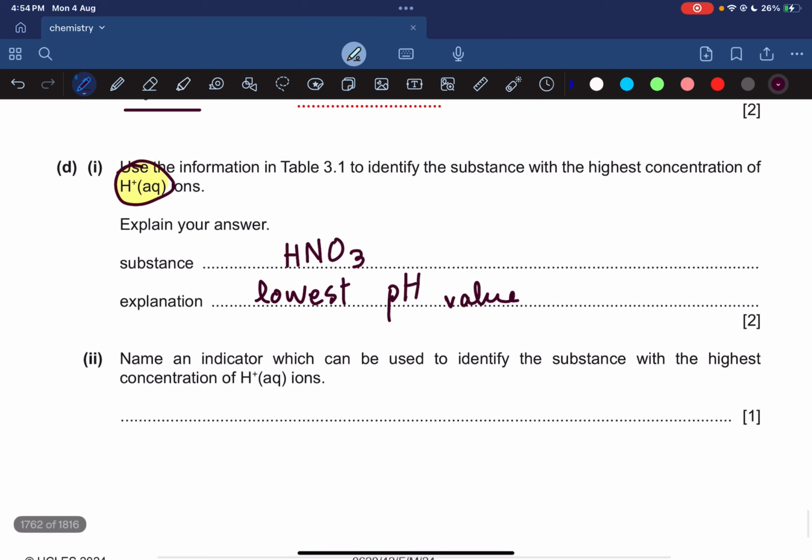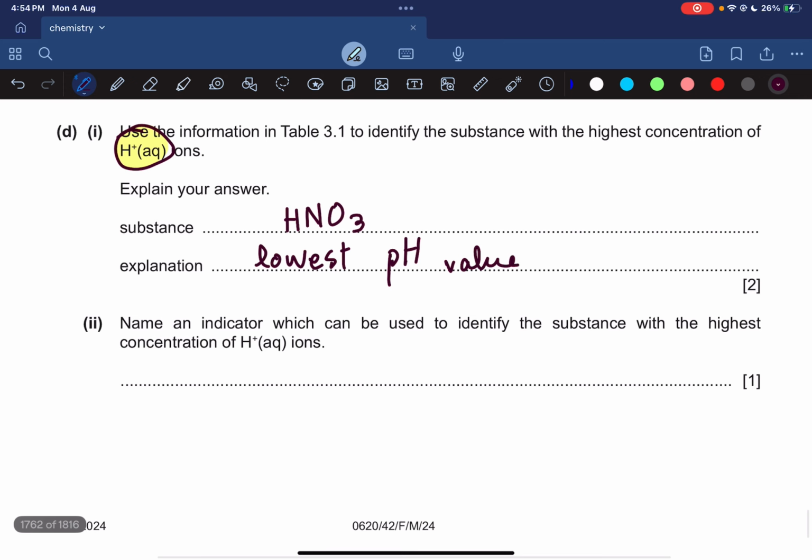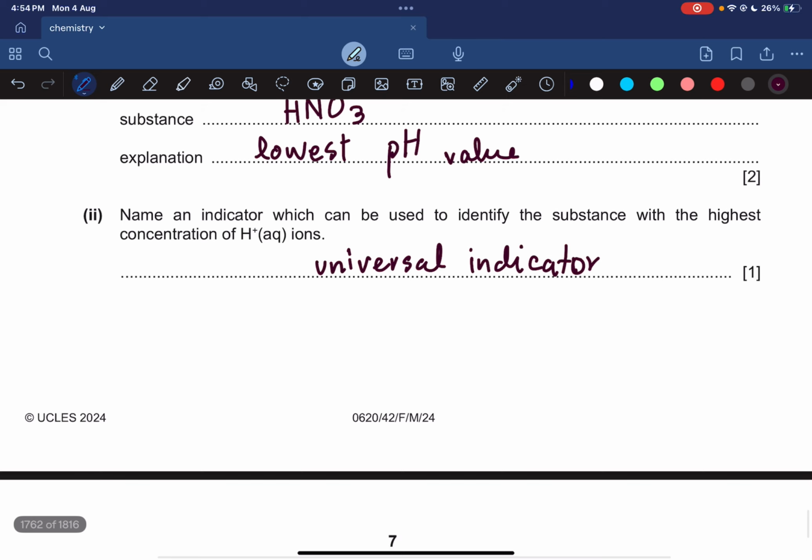Okay, name an indicator which can be used to identify the substance with the highest concentration of H+ ion. That is universal indicator. Why universal indicator? Why not thymolphthalein? Why not methyl orange? That's a lovely question that I always love to respond to. And I always tell people, think about it.